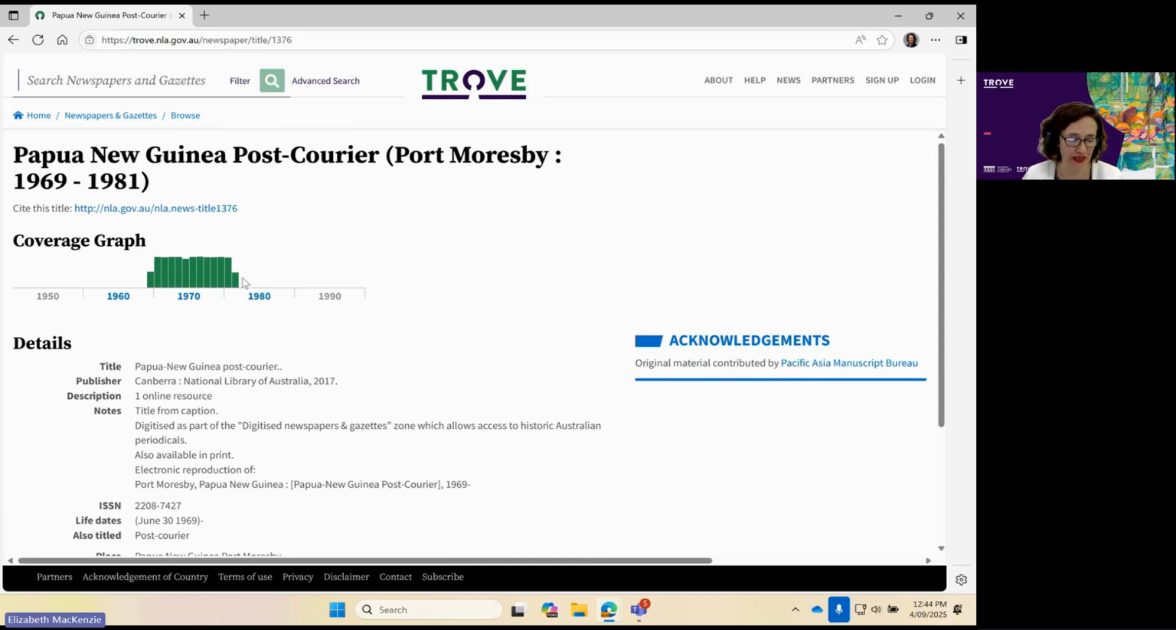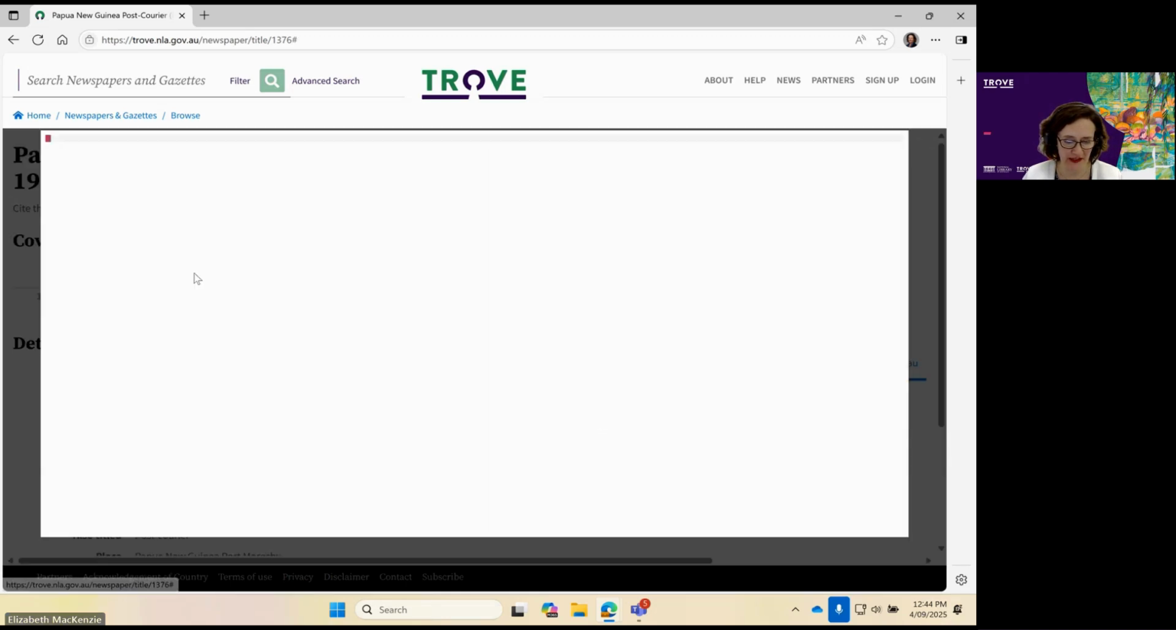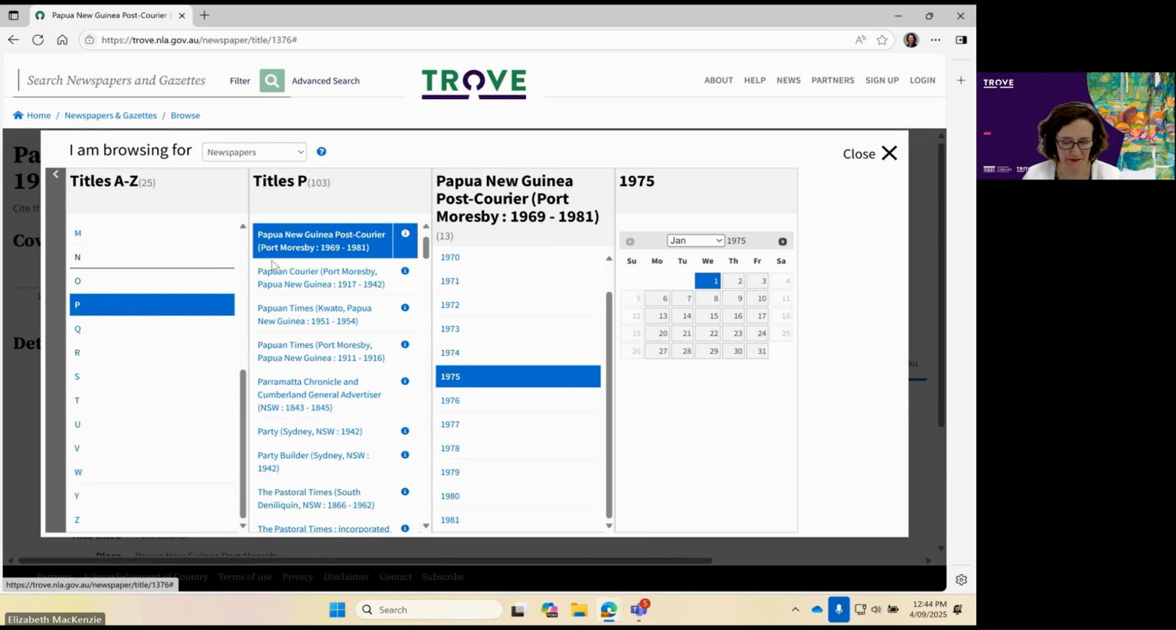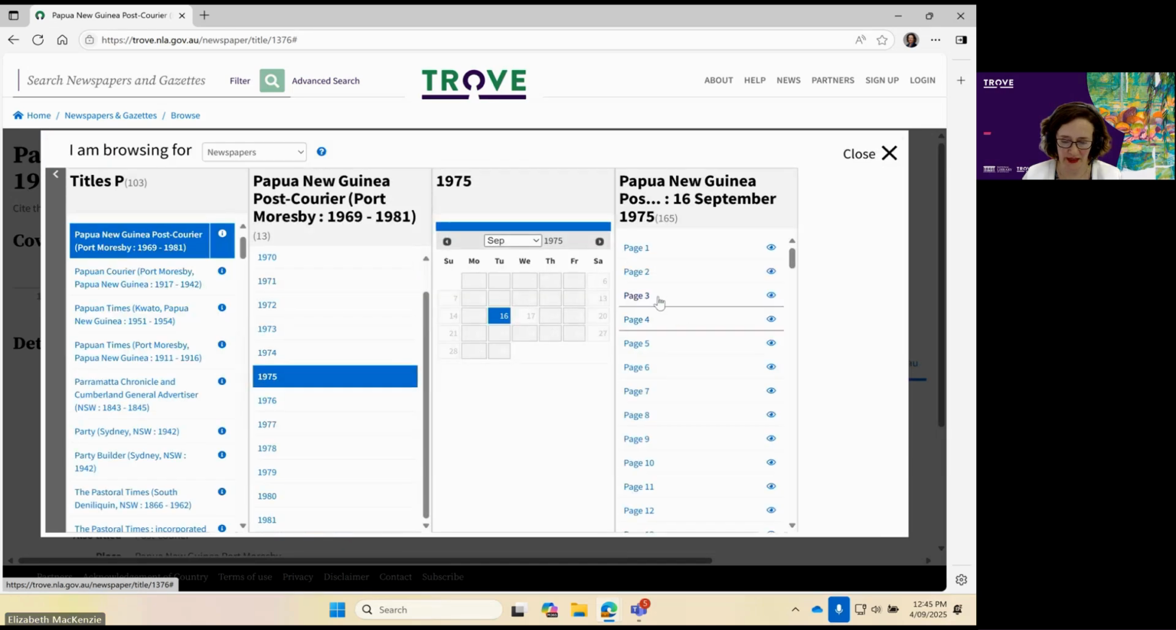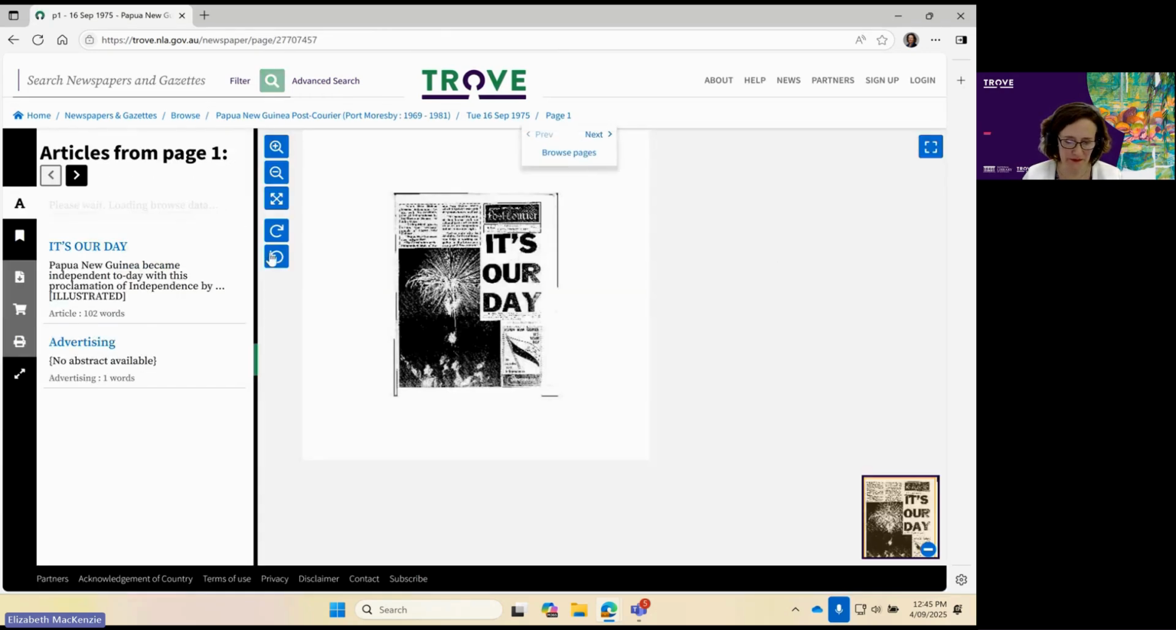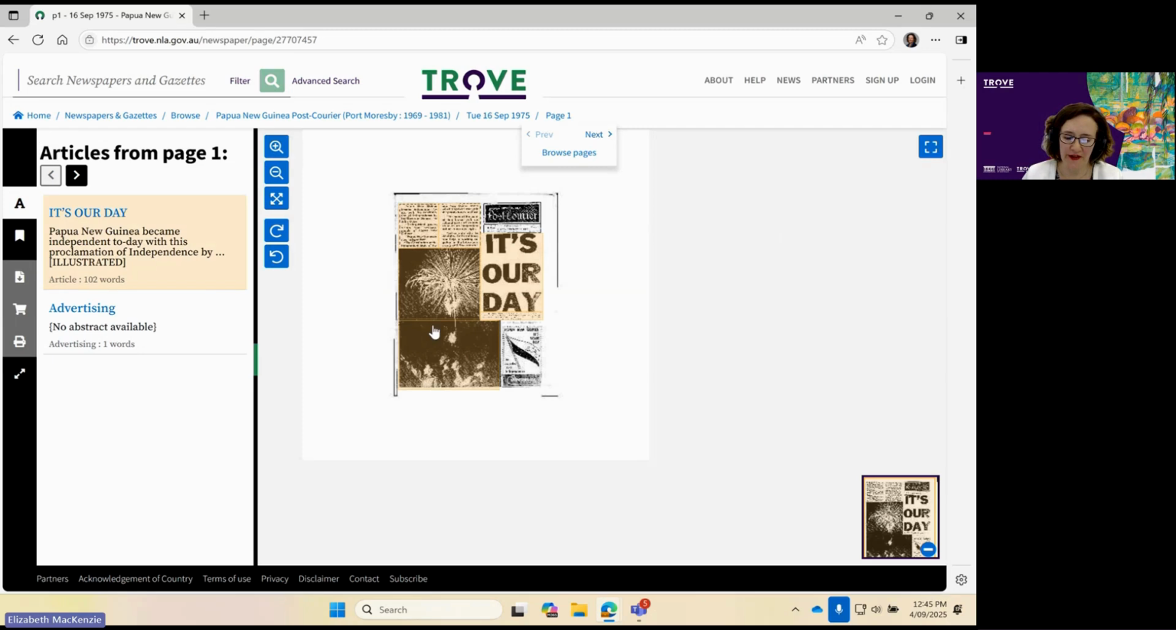I'm actually going to go into the date of independence itself and see what we can see. Selecting September 16th. And if we click on the I, we will see what the first page of the Papua New Guinea Post Courier looked like on that day.